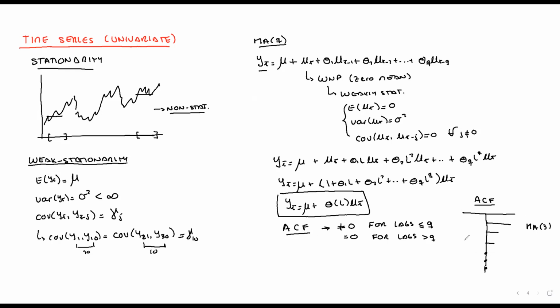So this is the main characteristic of my MA(q) process. If you want to identify an MA(q) process, simply take a look at the ACF, and if you see that the bars go quickly to 0 and then stay at 0, you simply count the bars that are different from 0, and this gives you the order.